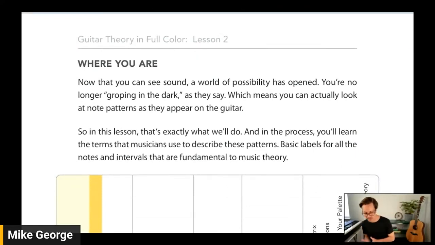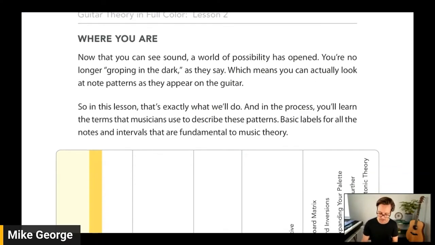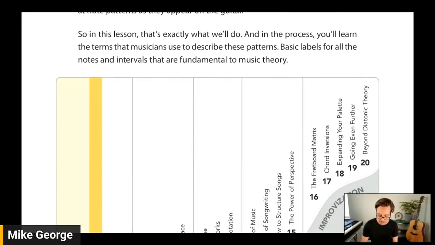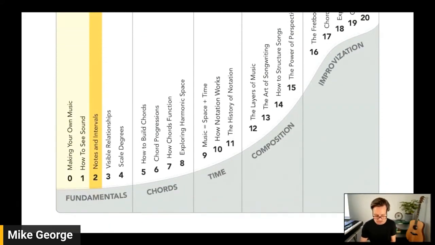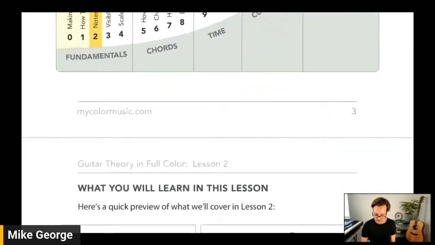Now that you can see sound, a world of possibility has opened. You're no longer groping in the dark, as they say, which means you can actually look at note patterns as they appear on the guitar. So in this lesson, that's exactly what we'll do. And in the process, you'll learn the terms that musicians use to describe these patterns, basic labels for all the notes and intervals that are fundamental to music theory. So we are in lesson 2, notes and intervals, right in the middle of part 1, fundamentals.